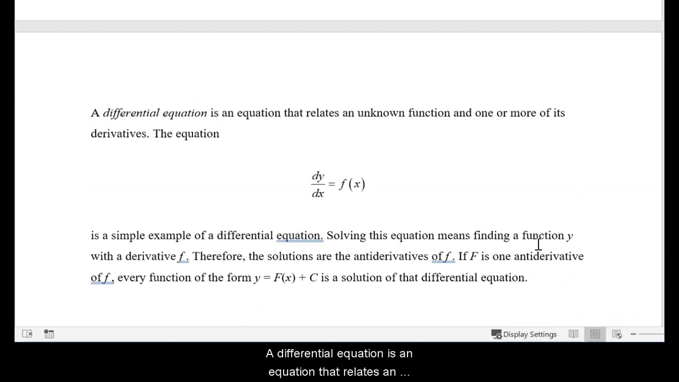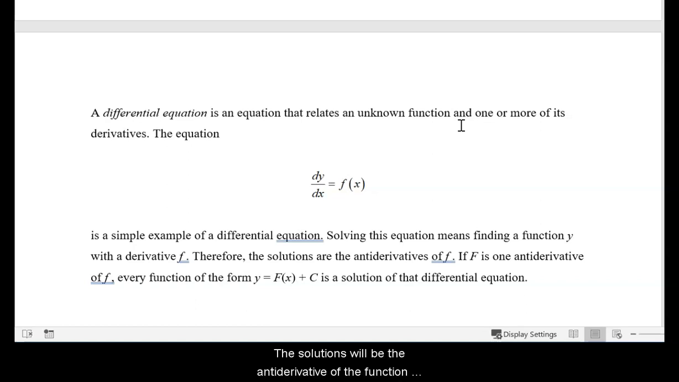A differential equation is an equation that relates an unknown function and one or more of its derivatives. The function dy/dx equal to a function f is a simple differential equation. In other words, I'm trying to find what y is so that the derivative of y gives me the known function f. In order to find y, I have to undo the derivative that's been applied to it, which means I have to integrate both sides.